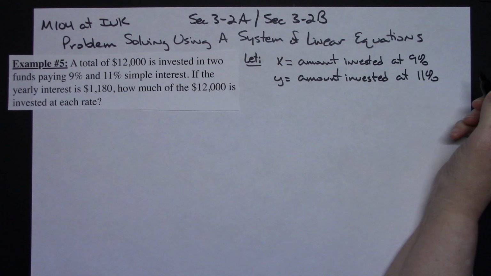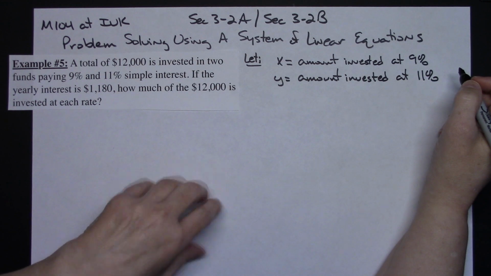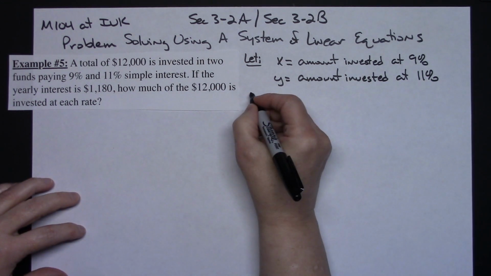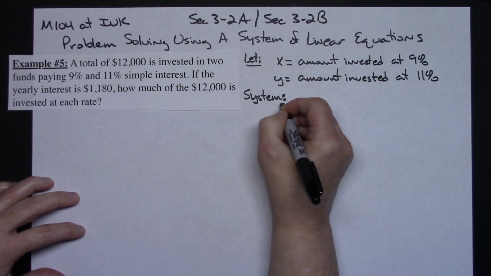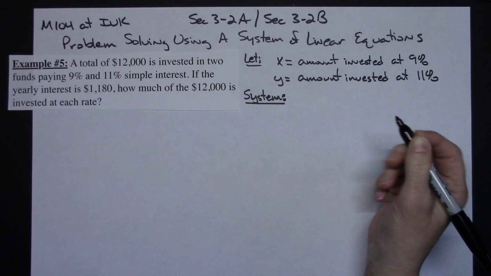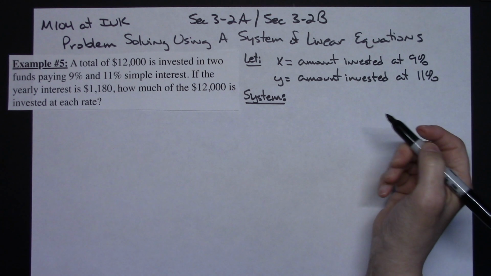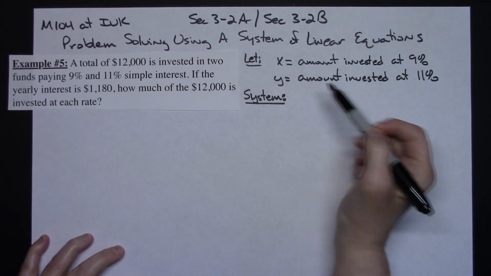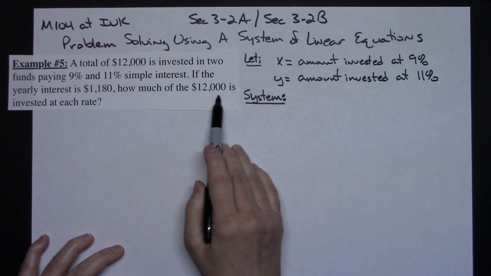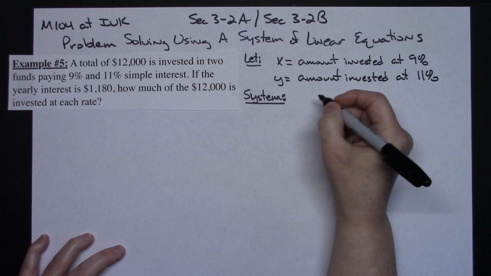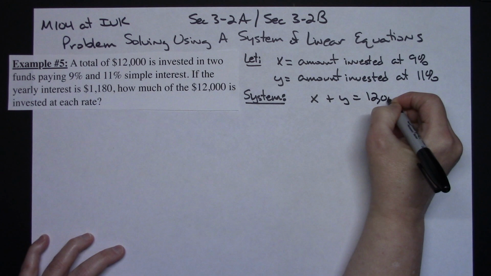Okay, so the key there is you really do have to define your variables so that you know exactly what you're dealing with. After you define your variables, you're going to want to write your system of equations. They're both going to be linear equations. In a problem like this, your first one is going to deal with the amount invested, because x and y is the amount of money that's being invested. And we know that there is a total of $12,000 being invested from these two amounts. So there's going to be our first equation: x plus y is equal to 12,000.